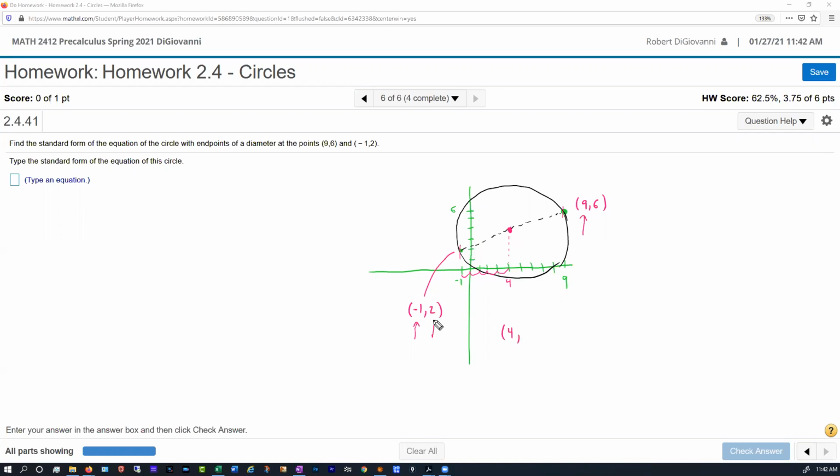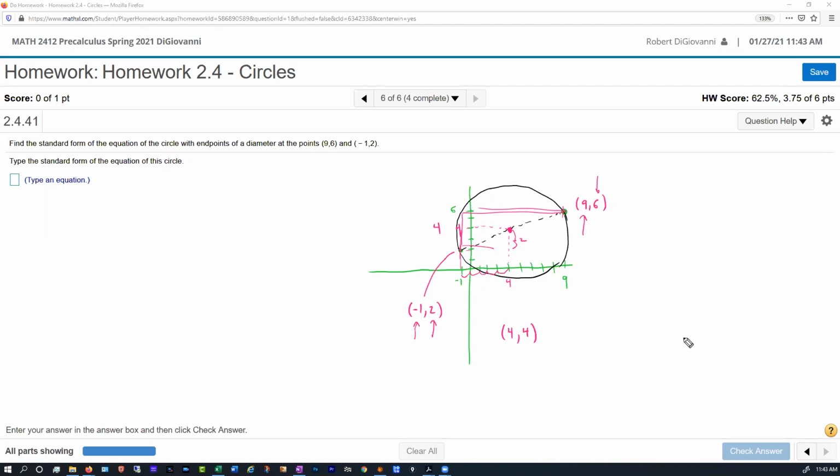And now I look at the y coordinates. I go from 2 up to 6. That's a jump of 4. So the distance from here up to there should be 4, and half of that would be 2. So I've got to jump up 2 here. But I already started 2 units up, so we should be up here at 4. I don't know if that makes any sense, but 4, 4 should be our center.